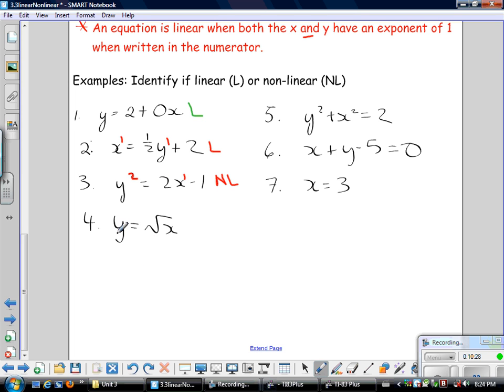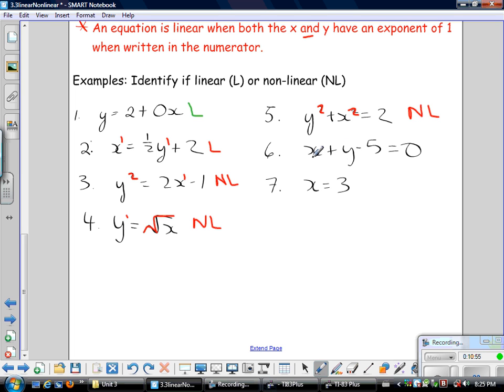Okay, now we have y to the power of 1 and we have this x underneath the square root sign. So we know that that creates an issue. We saw that graph up higher. So this also is nonlinear. If we go to number 5, we have a squared on our y, squared on our x. So this is nonlinear.